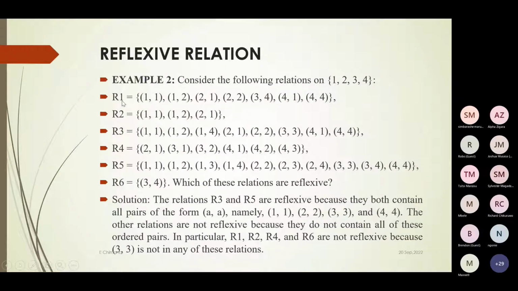let's consider relation R1. We've got 1, 1 here, which is good for our reflexive relation. Reflexive, yes. But do we have 2, 2? Yes, we have 2, 2. But do we have 3, 3? No, we do not have 3, 3. Then we can confirm that R1 is not a reflexive relation, since we do not have 3, 3 in our relation, or when 3 is mapped to itself. Also, we go on to R2. R2 definitely is not a reflexive relation. Why? Because we do not have a 2, 2, we do not have a 3, 3, and we do not have a 4, 4. Just something like that.